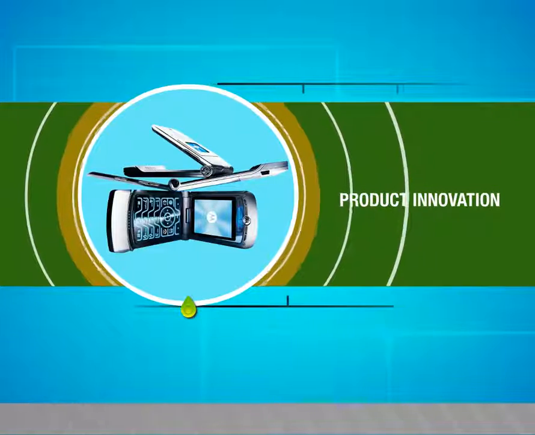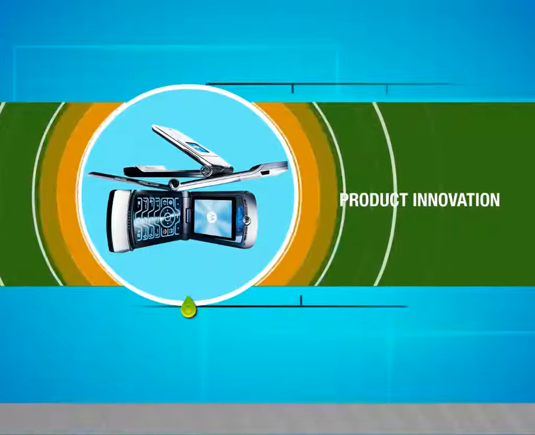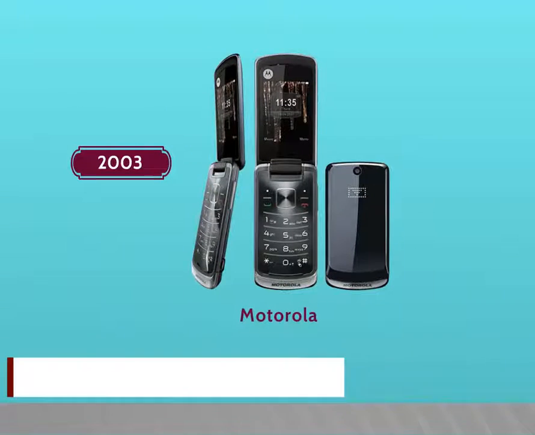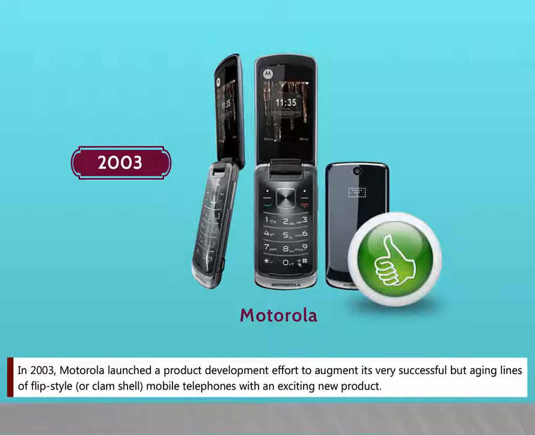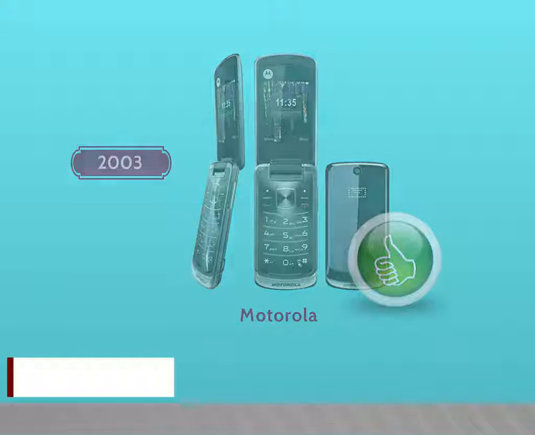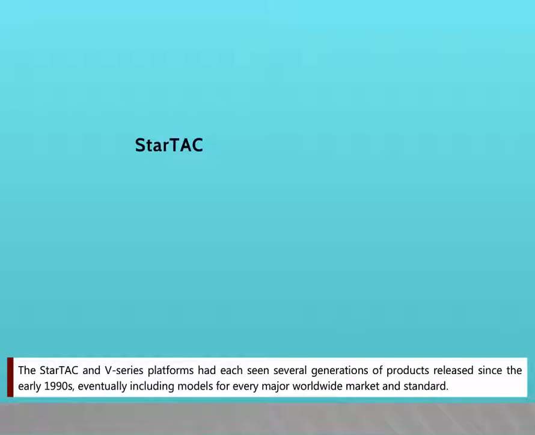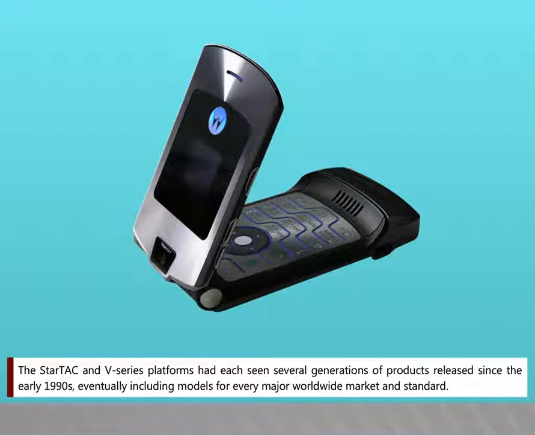Product innovation. In this video, we are going to see about product innovation. In 2003, Motorola launched a product development effort to augment its very successful but aging lines of flip-style or clamshell mobile telephones with an exciting new product. The StarTAC and V-Series platforms had each seen several generations of products released since the early 1990s, eventually including models for every major worldwide market and standard.